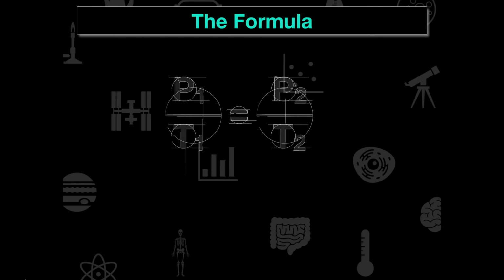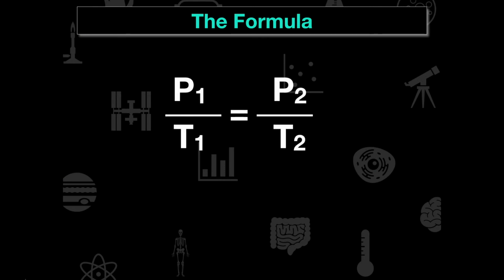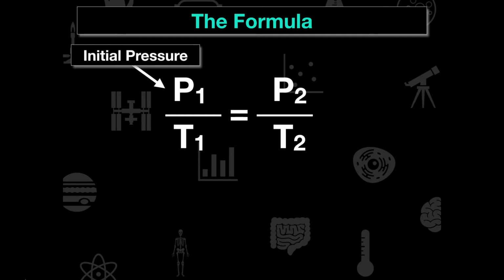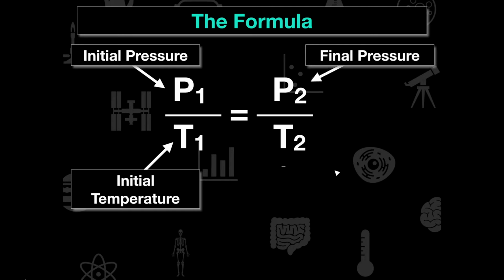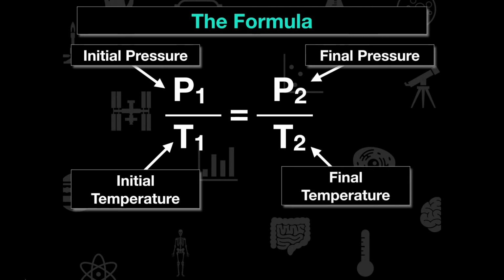So if we're looking at the formula here, it's going to be P1 divided by T1 is equal to P2 divided by T2. Our initial pressure is what P1 stands for, and our initial temperature is what T1 stands for. Pressure 2 is our final pressure, and our final temperature is T2. This is the formula for when we apply this to our calculations.